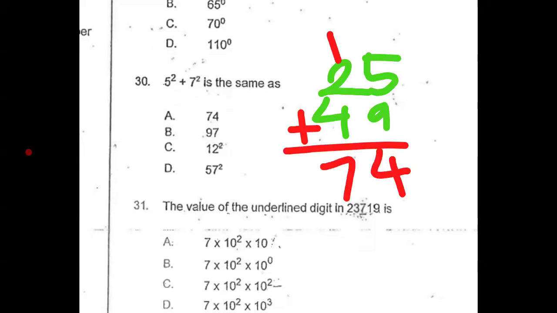So 6 plus 1, that's 74. Your answer is E. All right. So we're done with that. All right. What else? Let's scroll again.